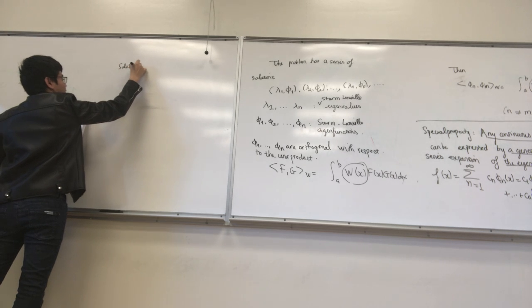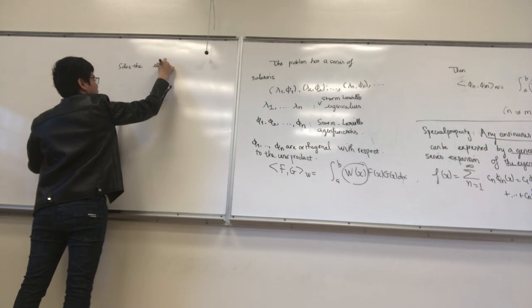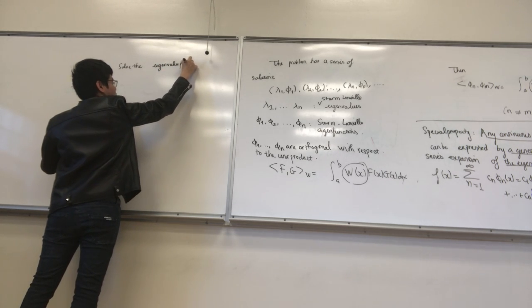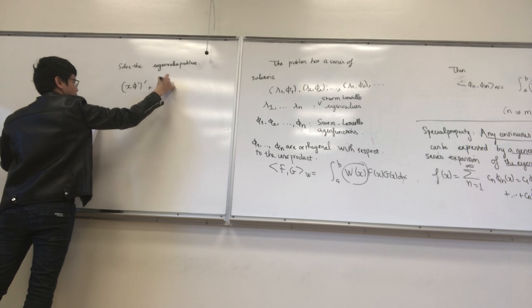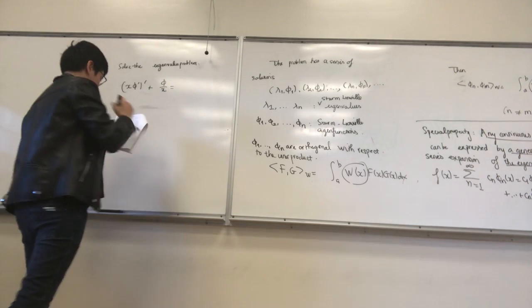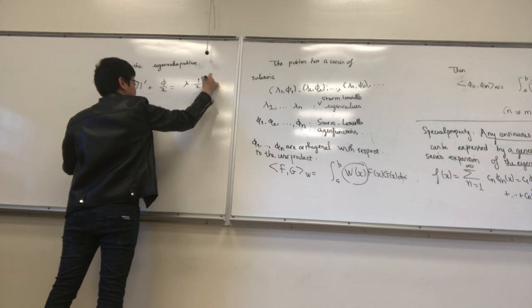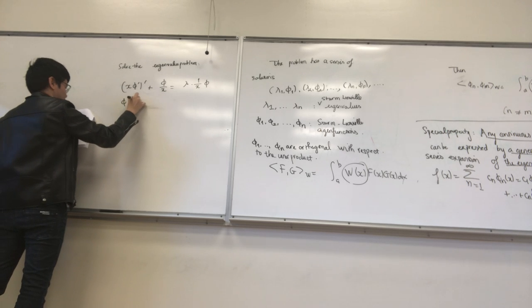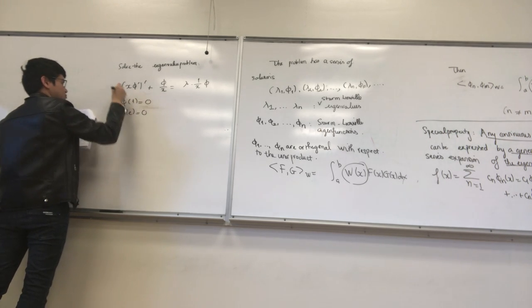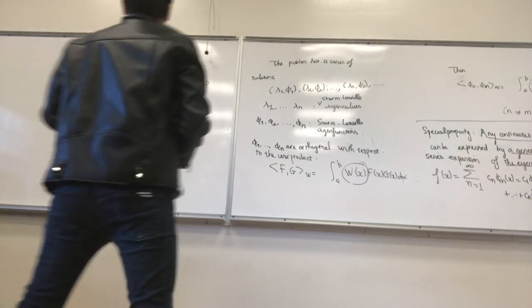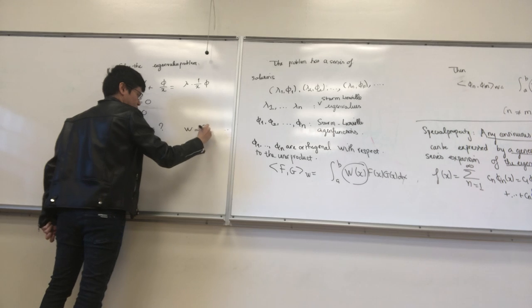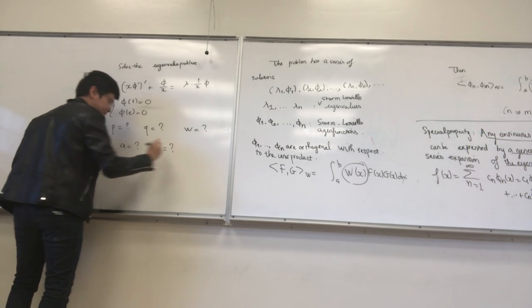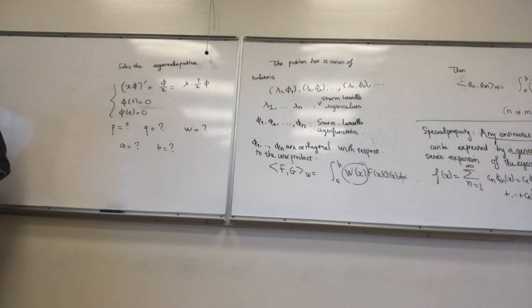So the eigenvalue problem: you have (x phi')' plus phi over x is equal to lambda times 1 over x times phi, and then the boundary condition at 1 is 0, and the boundary condition at e is also 0, right? So I want to know what is p, what is q, what is w, what is a, what is b. Can you tell me what are the values of p, q, w, and a, b?